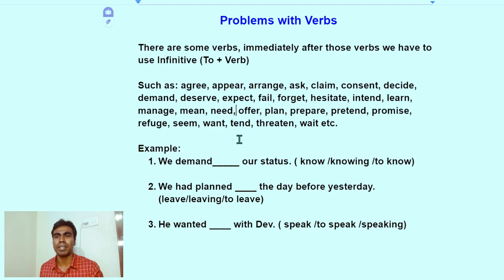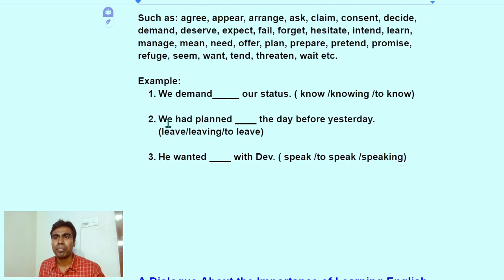Let's see some examples here. The first one given: we demand blank our status. Here you are given some options: know, knowing, to know. Which one is best to put here? Obviously, it's to know. We demand to know our status.